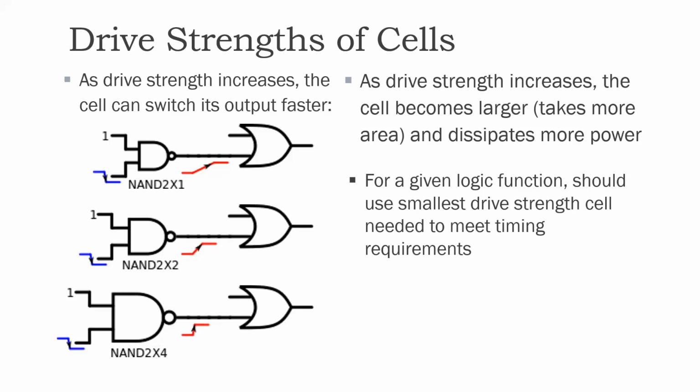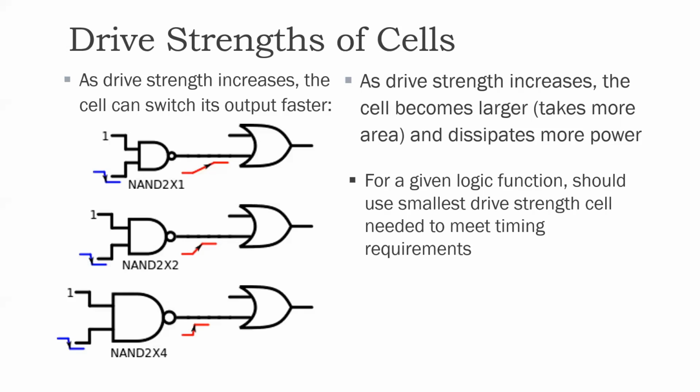The other thing that is not apparent in the drawing is the delay from input to output. When the input transitions, how much later will the output transition? That delay also is drive strength dependent. As the drive strength increases, the delay decreases. The output responds much sooner to the change in input. So the greater the drive strength, the faster the gate. It switches faster and it takes less delay to switch.